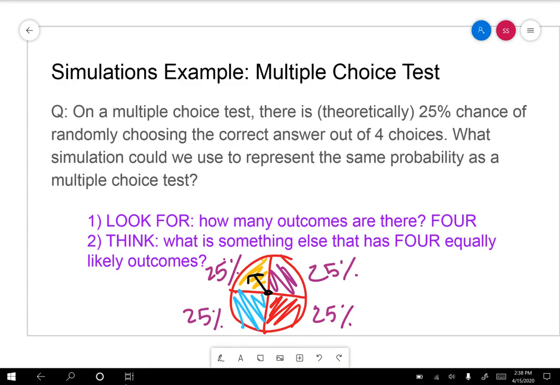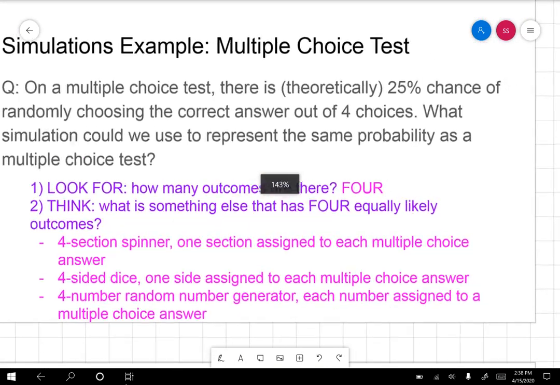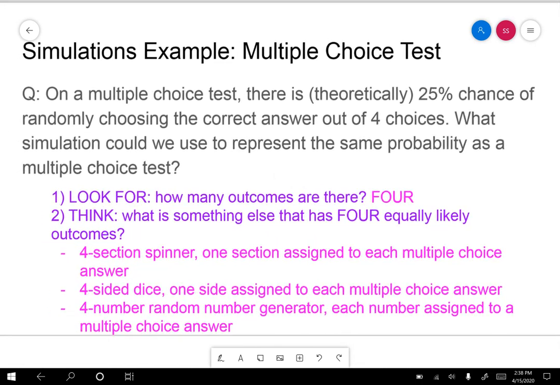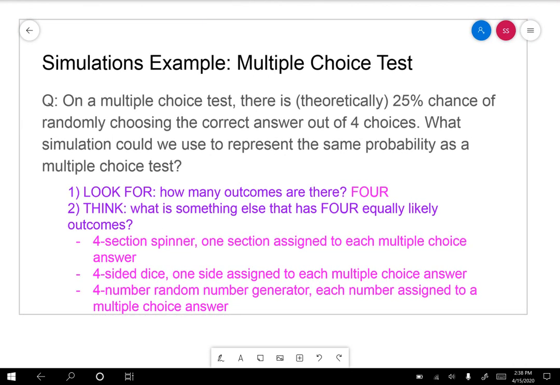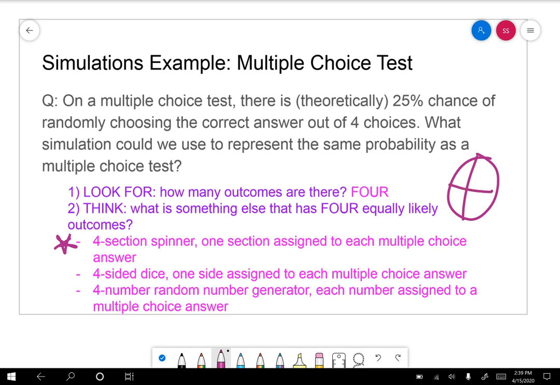So let's move on for a second. There are other options, right? Again, I said it could be anything as long as there's 4 outcomes that are equally likely, right? So here's a few other examples for you. So we already said the 4-section spinner, right? With 1 section assigned to each of the multiple choice answers. So if we have our spinner, I won't color it in this time. Again, pretend that they're equal sections. Maybe we assign that one to answer A, this to answer B, C, and D. Okay. You spin it. If it lands on B, that's the one you would record, right?